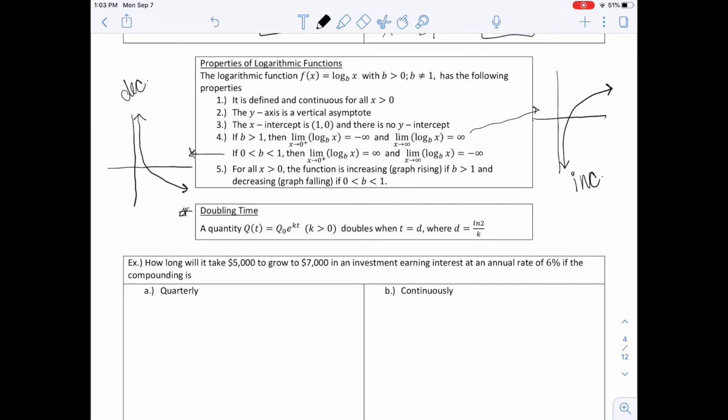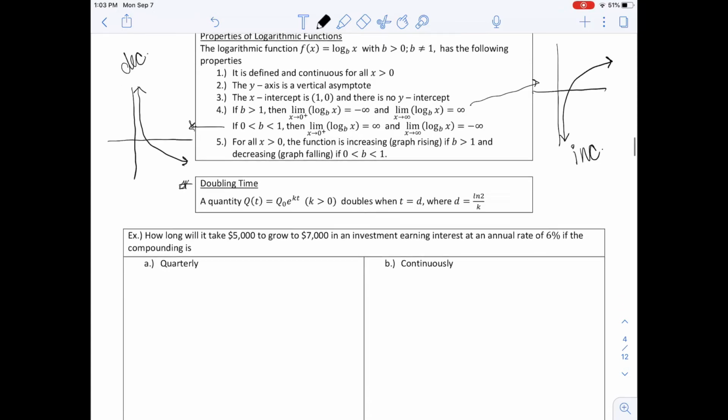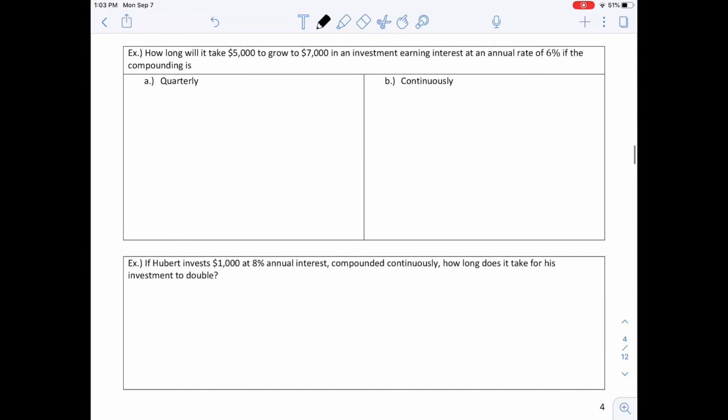We have another box right below this that says doubling time. A quantity q of t is equal to q naught e to the kt. If k is greater than 0, it doubles when t is equal to d, where d is equal to ln of 2 divided by k. So the example right below this says, how long will it take $5,000 to grow to $7,000 in an investment earning interest at an annual rate of 6% if it's compounded? And we have part A, which is quarterly, and B, which is continuously.